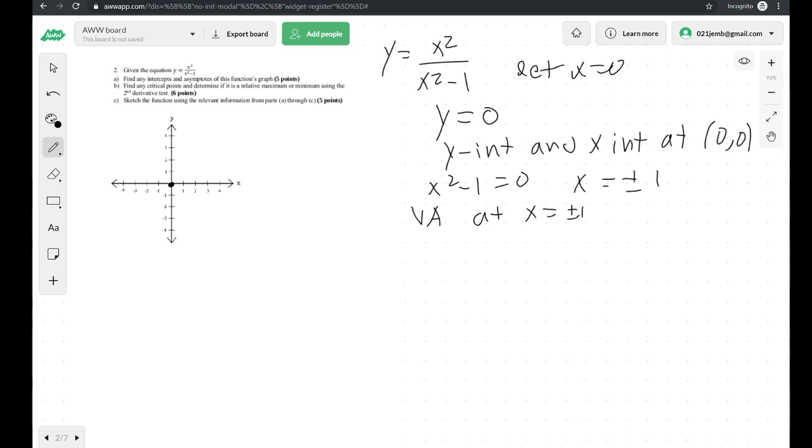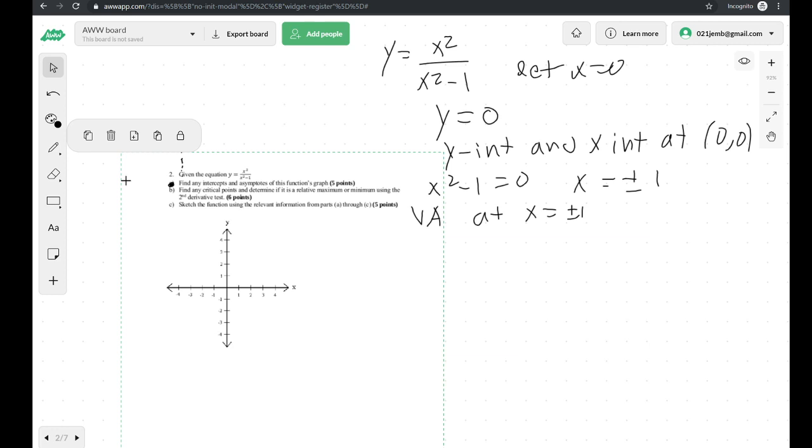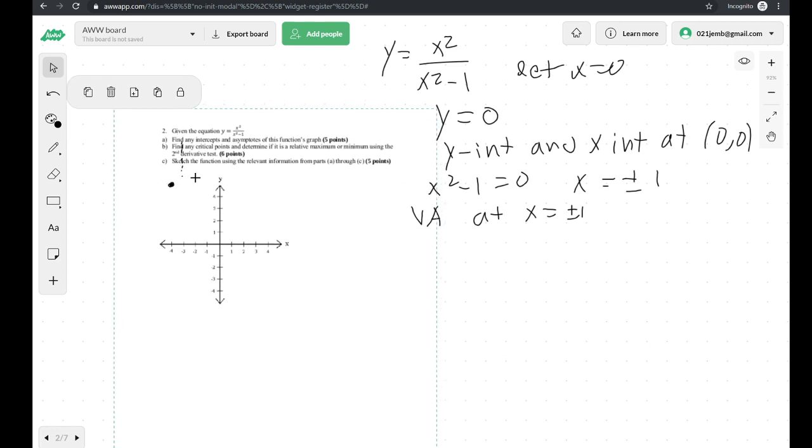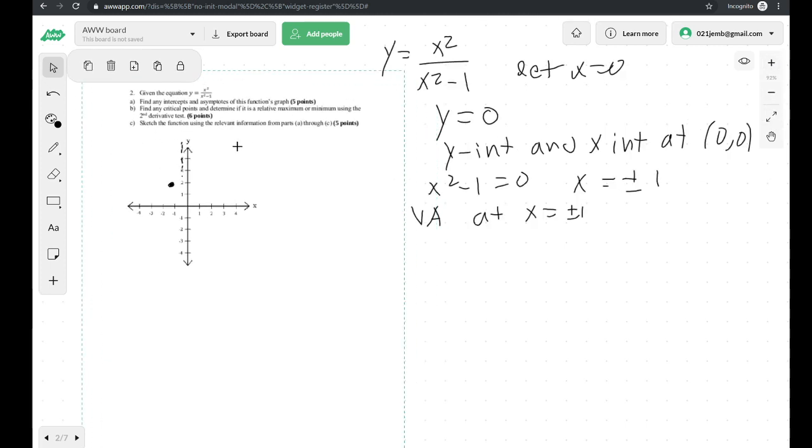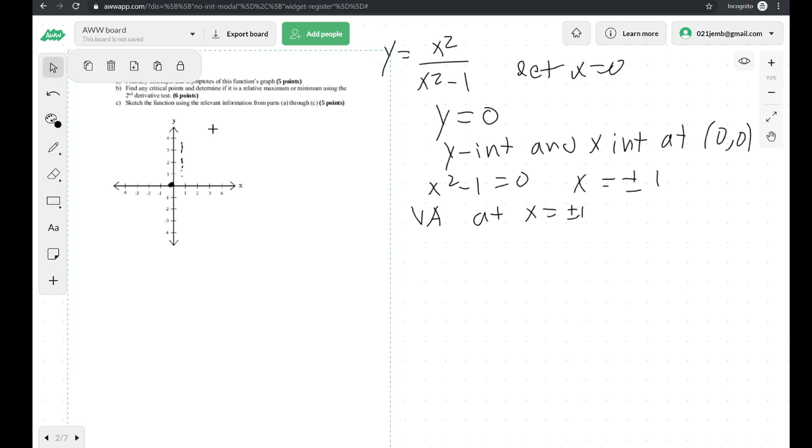As you can see over here, we can already lay out these vertical asymptotes. I think I'm going to have to make this graph a little bit larger because the function's not going to fit. Let's see if I somehow can manage to make this larger. All right, we'll have to do that last. That's just part C. So we simply have the asymptotes at x equals 1 and negative 1.